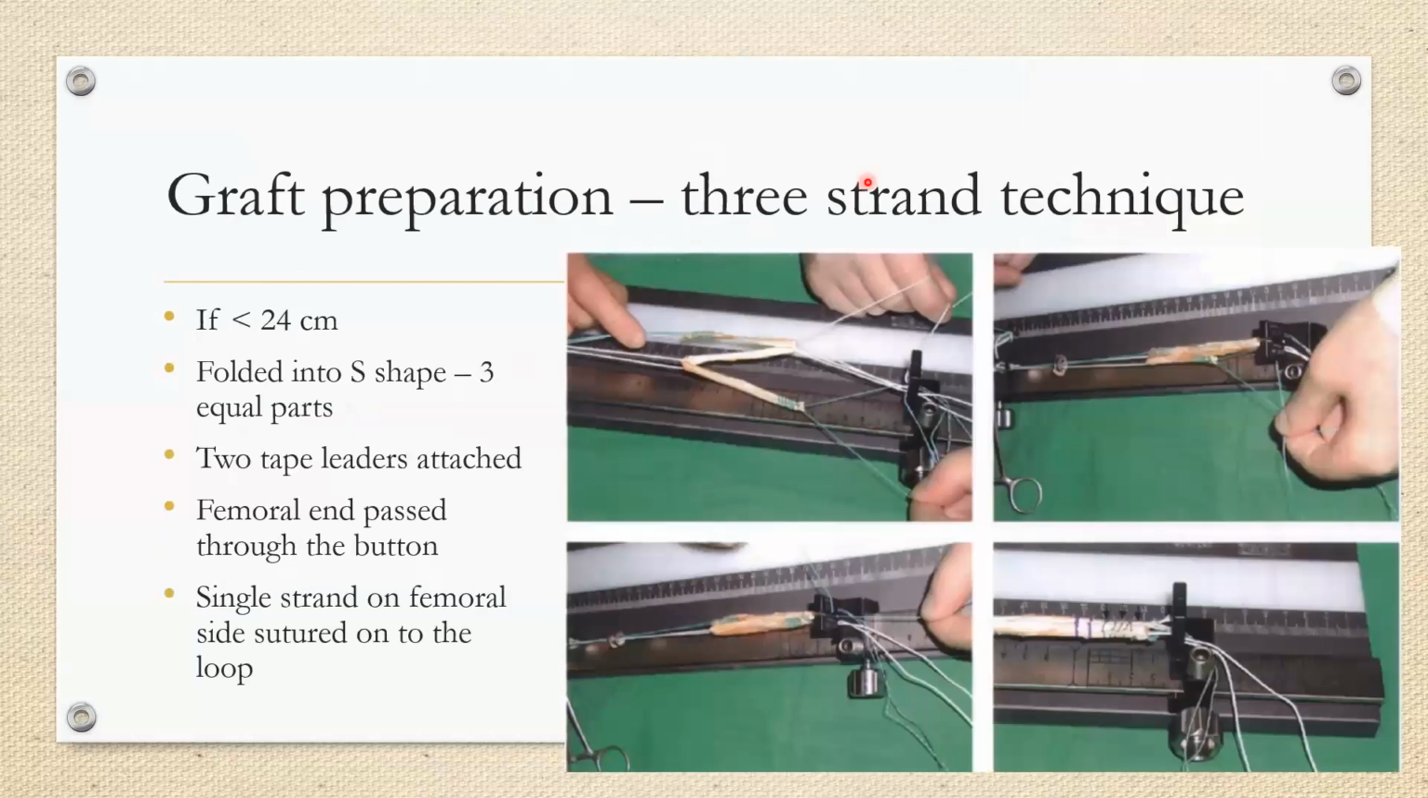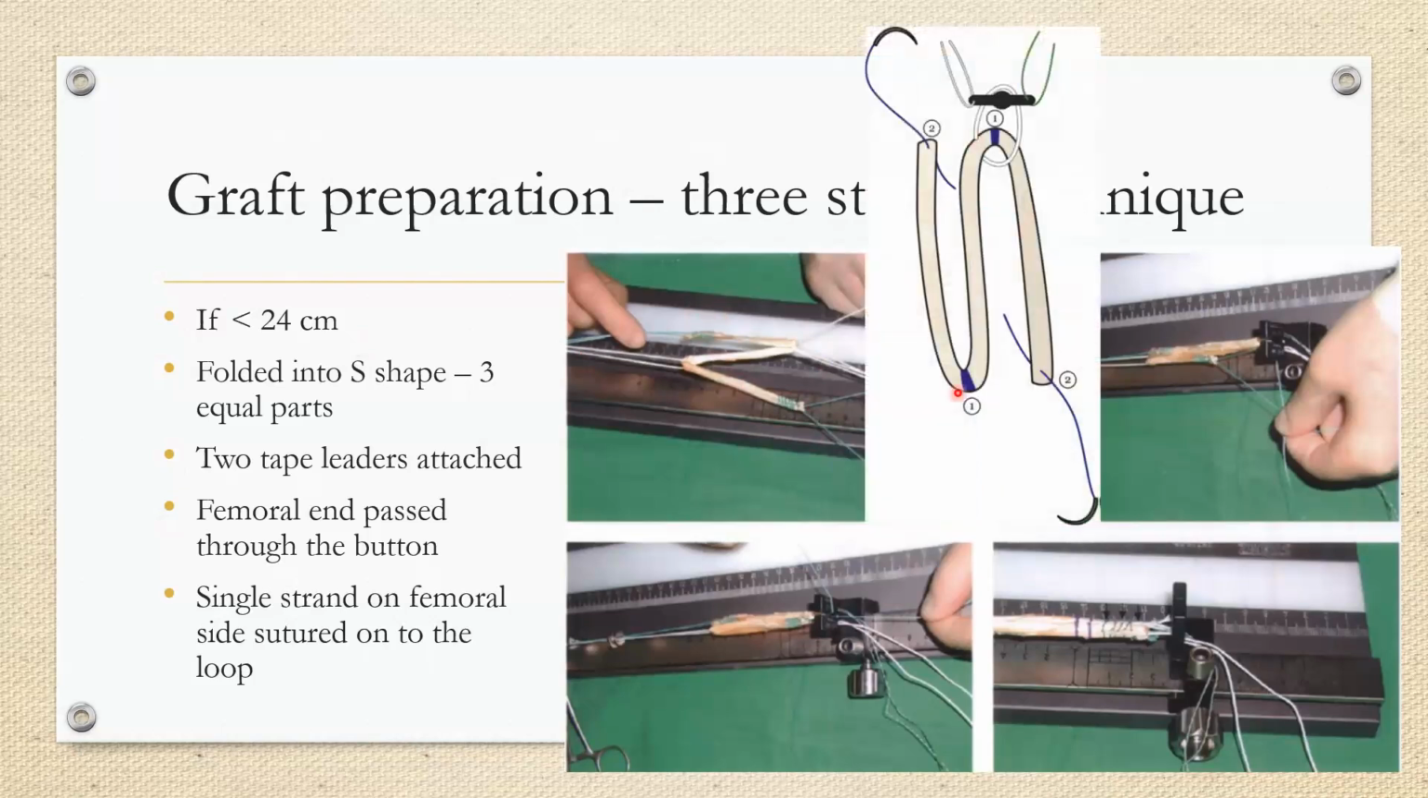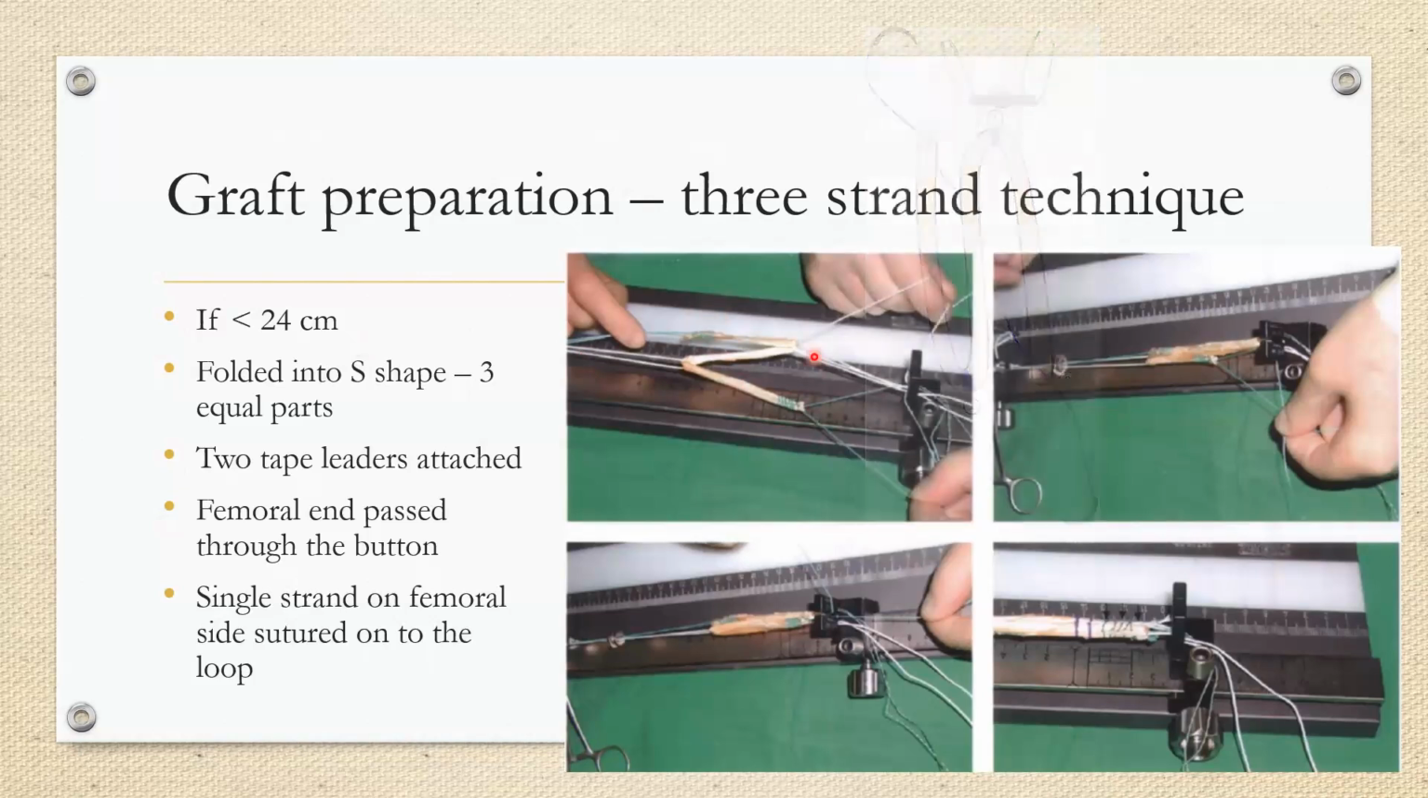Three-strand preparation, as discussed, is usually indicated for less than 24 centimeter grafts and is slightly more complicated. Here, as you can see, the tendon is folded into an S shape. The tendon is divided into three equal parts, and markings are made. The suspensory device is connected to one of the loop ends, and non-absorbable stitches are made at the ends of the tendon. Then the single strand, only on the femoral side, is sutured onto the rest of the loop.